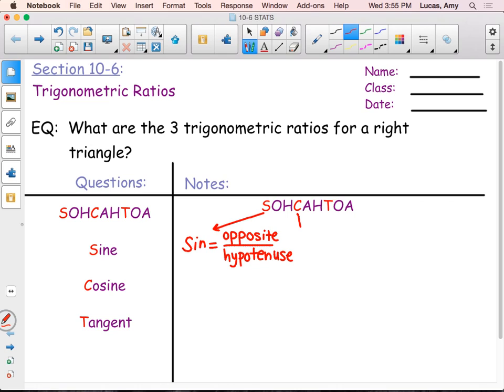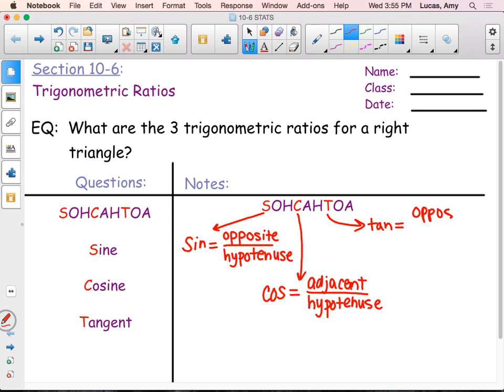The next trig ratio is called the cosine, abbreviated as COS. The cosine equals the adjacent side, so the side that is adjacent to the angle, divided by the hypotenuse. And then the third trig ratio is called the tangent, abbreviated TAN. Tangent equals the opposite side divided by the adjacent side.